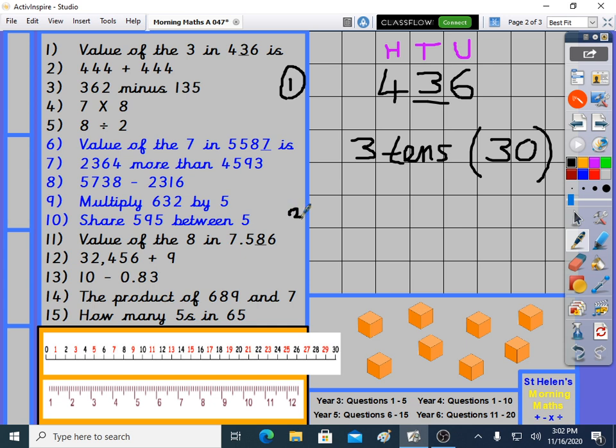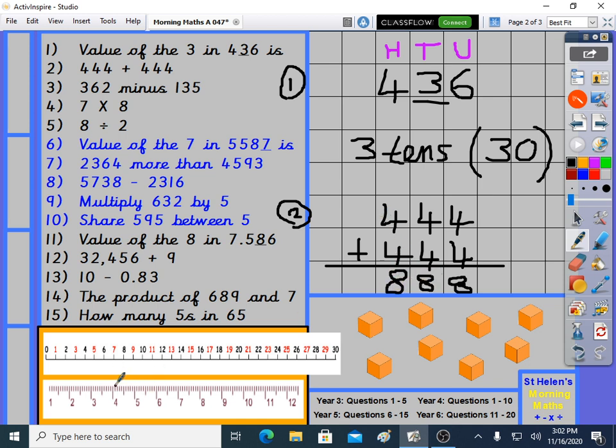Question 2. All the 4s. 444 plus 444. 4 plus 4 is 8. 4 plus 4 is 8. And 4 plus 4 is 8. You can just check that. 4 plus 1, 2, 3, 4 is definitely 8. So 444 plus 444 is 888.